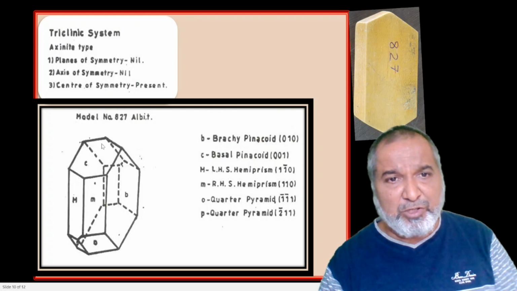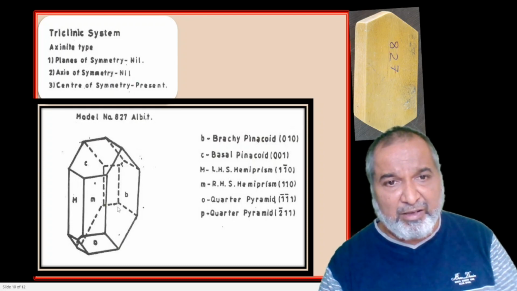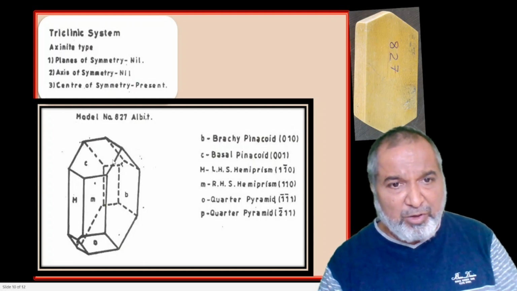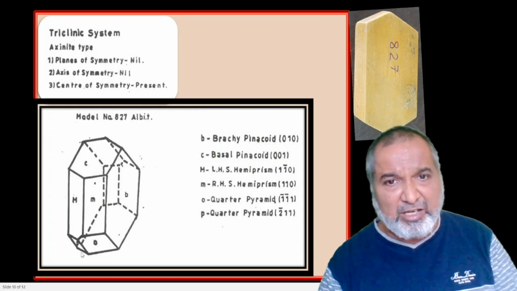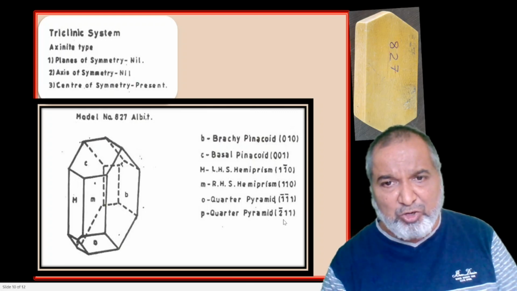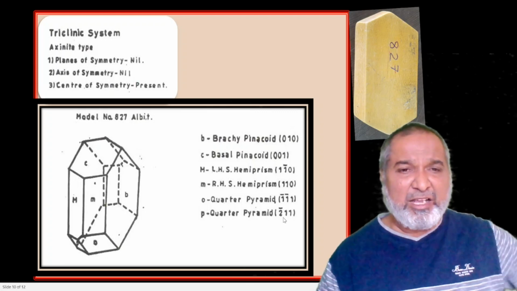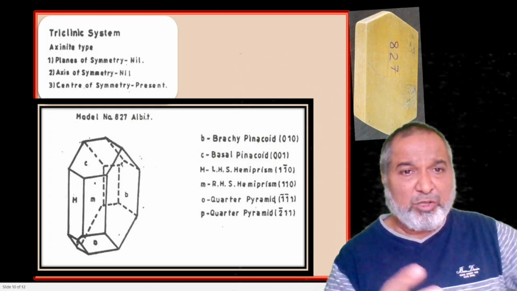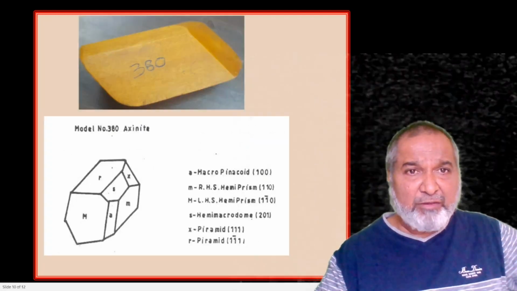So in this, you can see the C, basal pinacoid 001. This is the basal pinacoid. This is the left hand hemiprism, this is the right hand hemiprism. Yes, what is the B? You can see now B, the brachypinacoid. So here also we have the brachypinacoid, and the quarter pyramid. Yes, this is a quarter pyramid, and one more is there on this side, the quarter pyramid. So two faces are there, bar 1, 1, 1, and bar 2, 1, 1. So that is cutting at unequal intercepts. So that is the model 827.